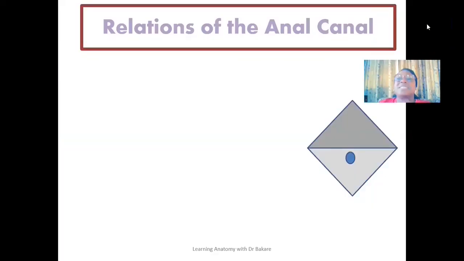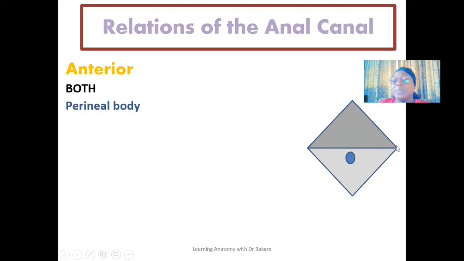So let's go to the relations, the structures that are related to the anal canal. Anterior relations of the anal canal are different for both the male and the female because of the differences or peculiarities of the reproductive system. The male and the female reproductive systems are not the same, and that is why we have different organs related to the anal canal anteriorly. But there is a structure that is common to both in terms of the anterior relation, and that is the perineal body.